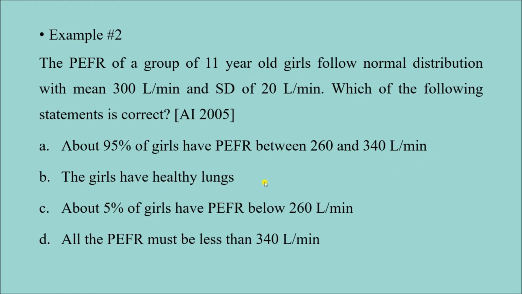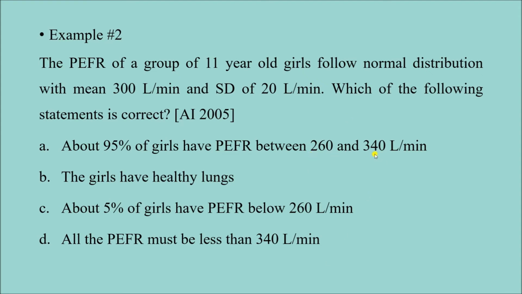The girls have healthy lungs. This is definitely a wrong answer, because from this data it is not possible to say whether the girls have healthy lungs or not. The rest of the options can be confusing, and one of the answers is among these 3 options, A, C and D. About 5% of girls have PEFR less than 260 liter per minute, and all the PEFR must be less than 340 liter per minute. Now in these options we have certain values, 260, 340, 260, 340, right?